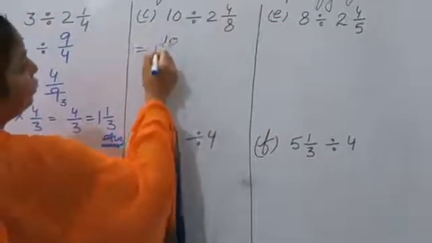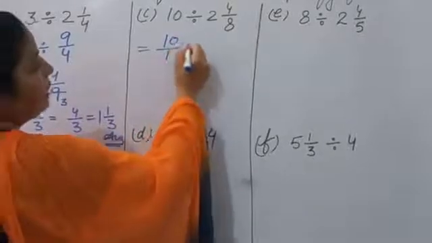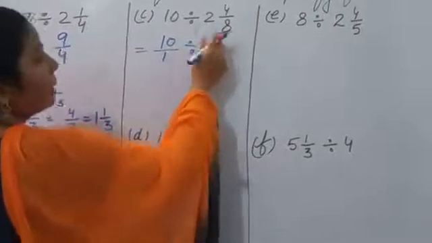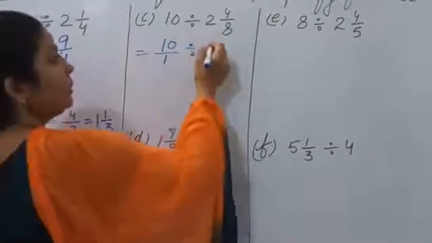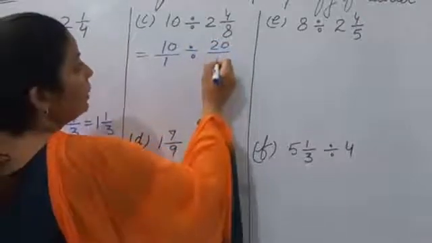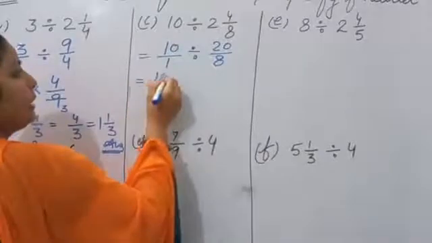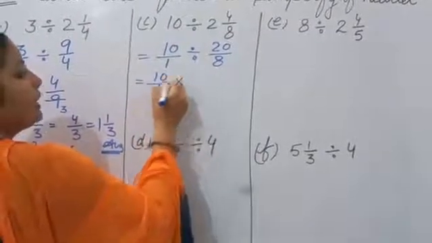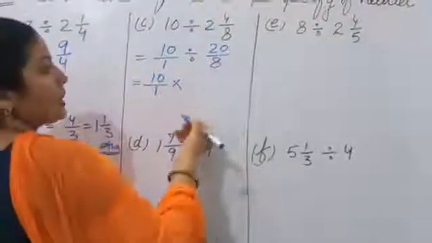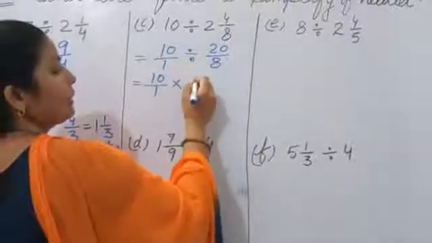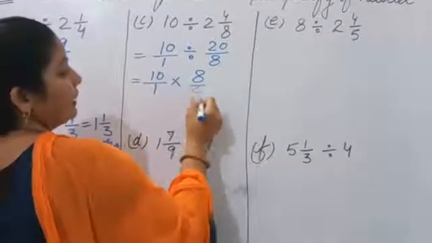10, there is no denominator, so 1. Now divided by 8 2s are 16 plus 4, 20 upon 8. Now divide will change into multiply. So 10 upon 1, divide will change into multiply and reciprocal of second fraction. So 20 upon 8 becomes 8 upon 20.